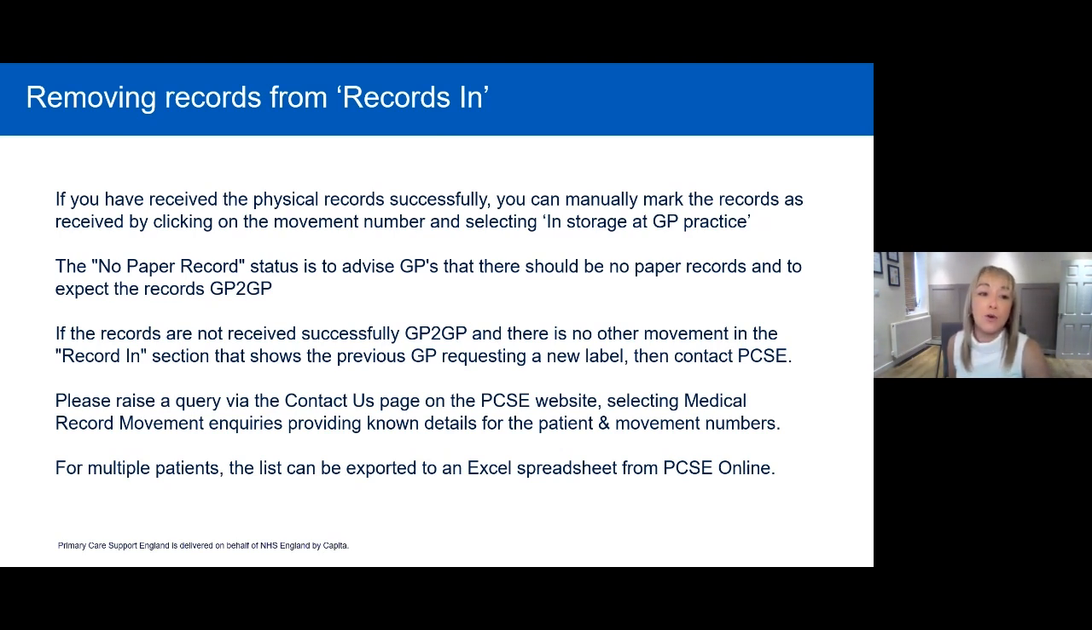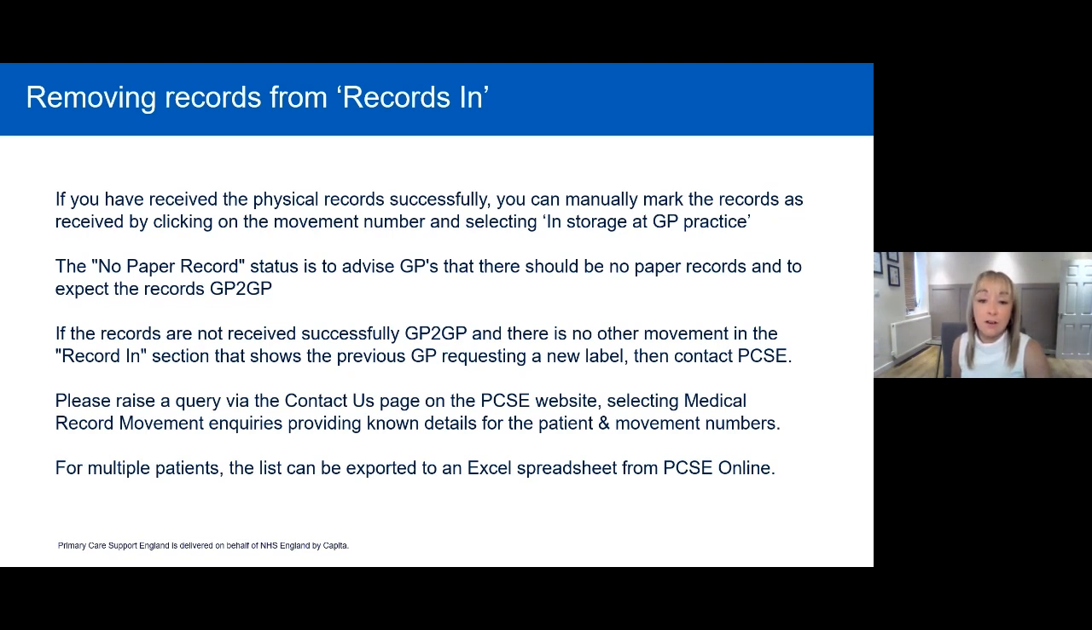We just wanted to let you know that the No Paper Record status is to advise GPs that there should be no paper records and to expect the records to be received GP to GP. Now, if the records are not received successfully GP to GP, and there is no other movement in the Records In section that shows the previous GP request in a label, then you'll need to contact PCSE.